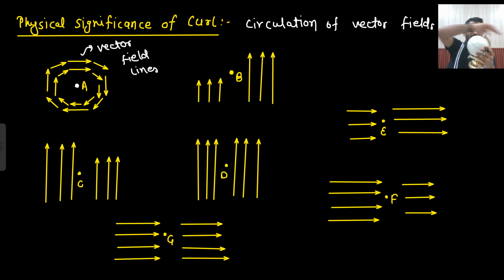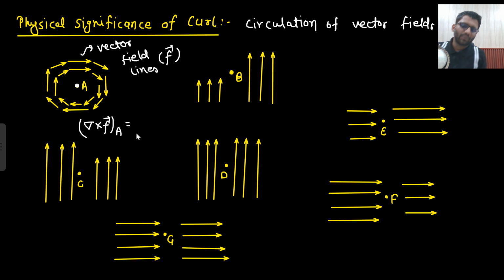So these vector lines are pushing some force across this ball. So I will just consider some ball A here. That ball A is getting some force. If that is getting some force in this direction, that means the ball will rotate. So first thing is that curl will be non-zero. Curl of vector field lines, curl of F at point A will be non-zero.